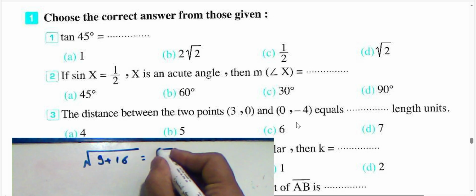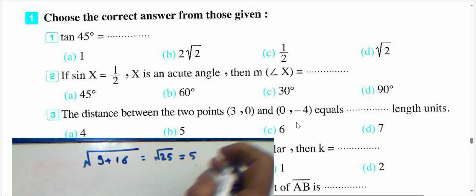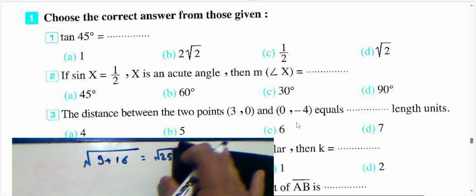Then the answer will be square root of 9 plus 16, which is 25. Then square root of 25 equals 5. Choose letter B.